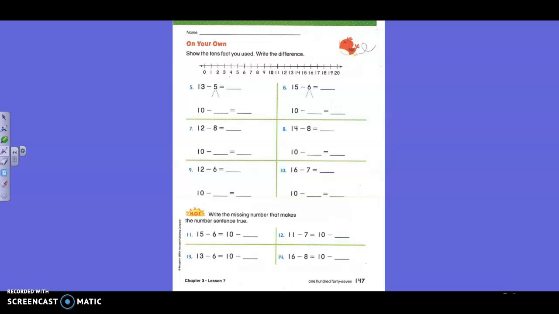Okay. 13 to make 10. 10 plus what is 13? 3. So they already have the carrot on the 5 for you. So 3. 3 plus what is 5? 2. So we're going to drop the 2, right? 10 minus 2 is? 8. So 8 is the answer.